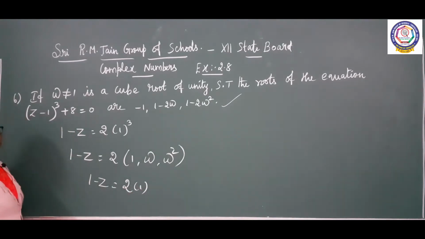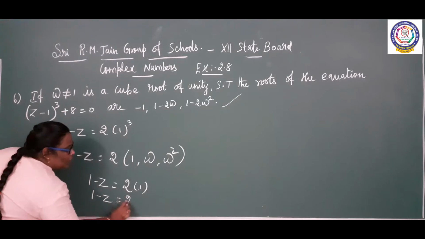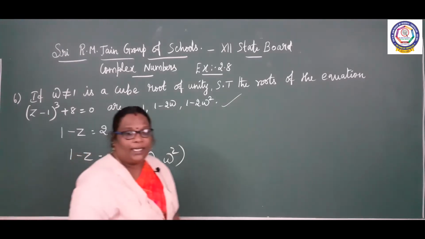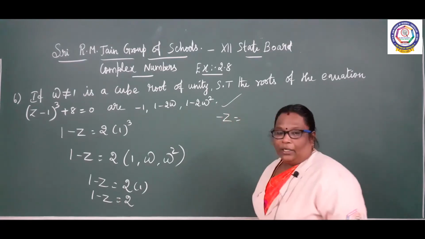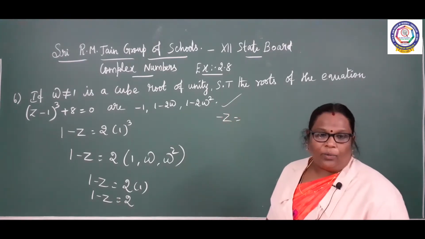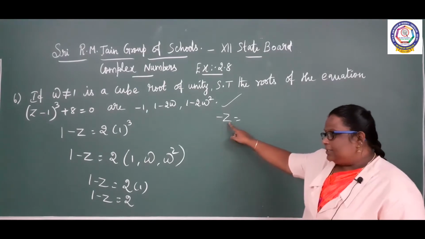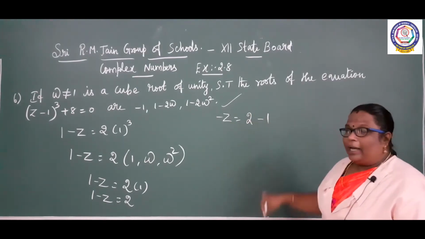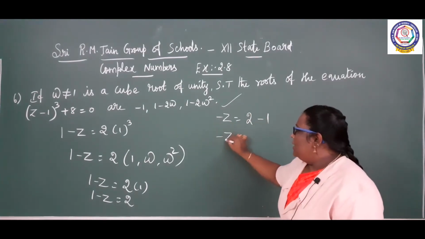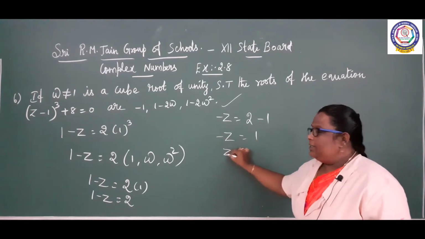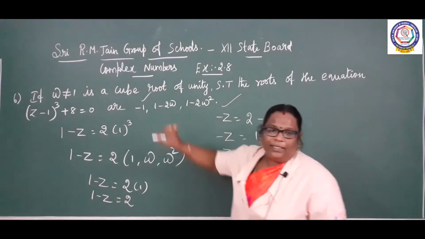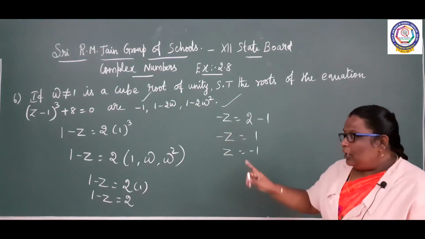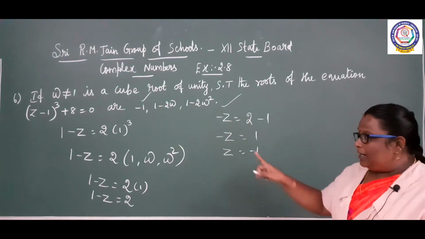First value I can take 2 into 1. 1 minus z equal to 2. What is the value of z here? See, minus z equal to 2 minus 1. Minus z equal to 1. z equal to minus 1. So, we verified the first one, z equal to minus 1. You can take the next one. What is the next one?